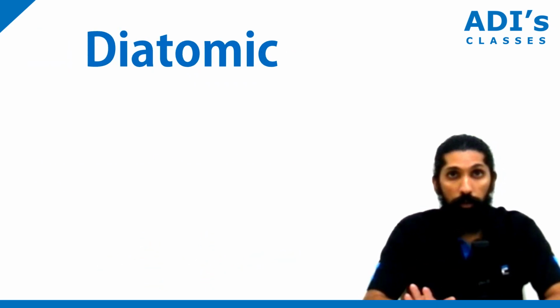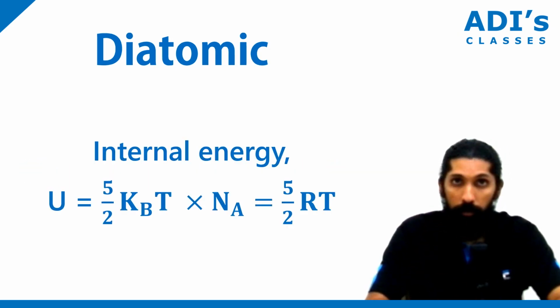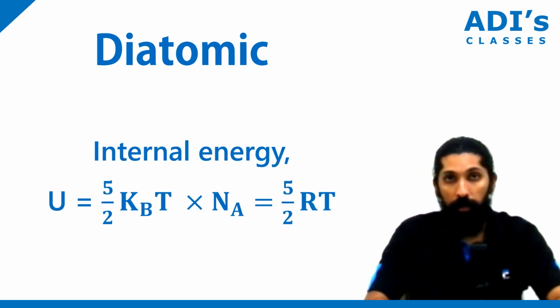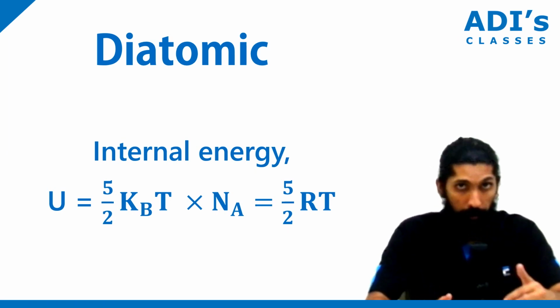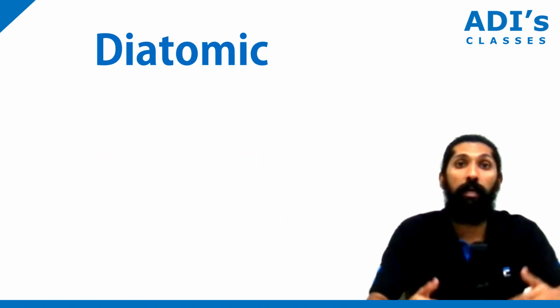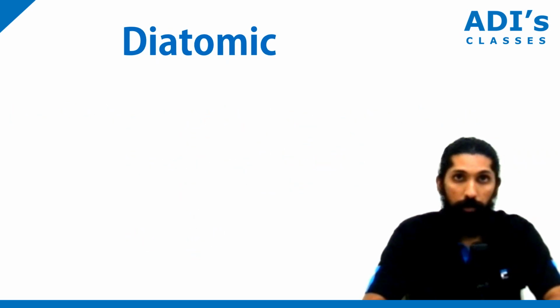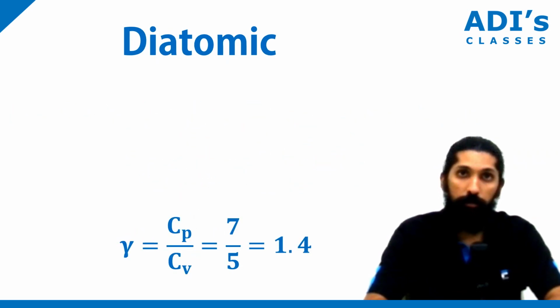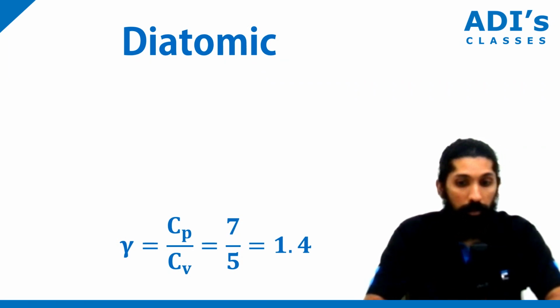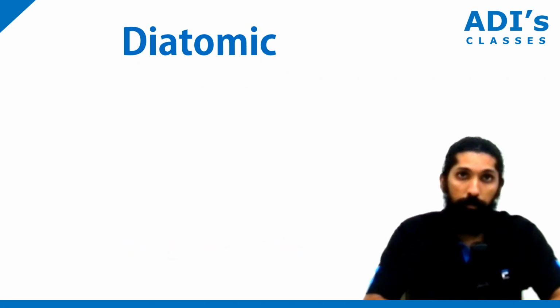Suppose I do the same thing for diatomic, they have 5 degrees of freedom, right? Since they have 5 degrees of freedom, the energy is going to become 5/2 kB T, multiplied by Na, so the U value is going to become 5/2 RT. Now, CV is going to become 5/2 R, and CP is equal to 7/2 R, correct? Gamma value is CP by CV. You'll get 7/5, which is 1.4. This is for diatomic.